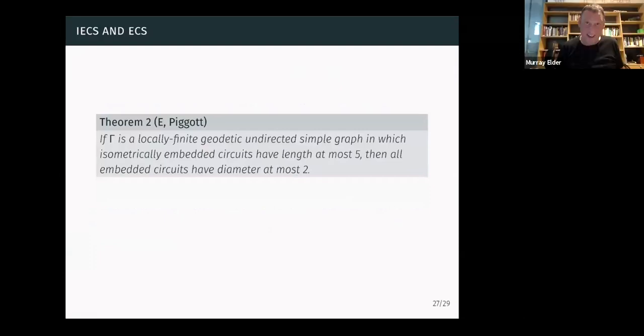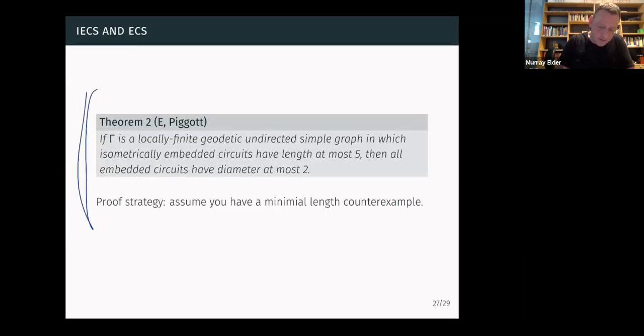Well, this is what we can say. Theorem 2 is that if you've got, as I just said, where the circuits have length at most 5, then actually the embedded circuits have diameter at most 2. And that gives us our proof. And then you'll be saying, well, okay, if the left-hand side of the rewriting rule had length, what was it, at most 3, so now it's at most 4, then we would need a similar theorem to just give us some finite bound on the length of isometrically embedded circuits. So that's what's going on. And so this turns out to be the real difficult bit.